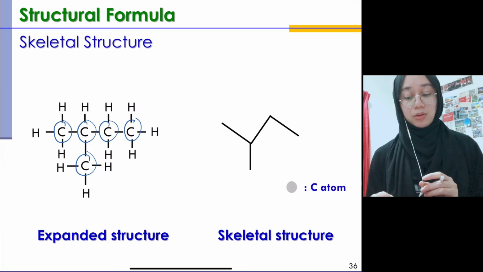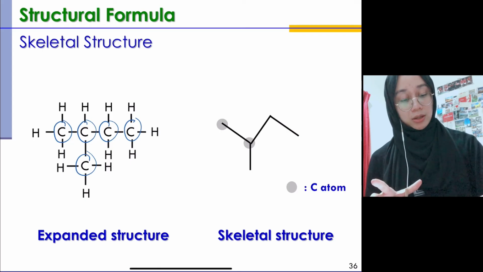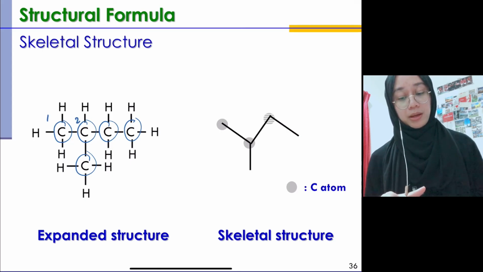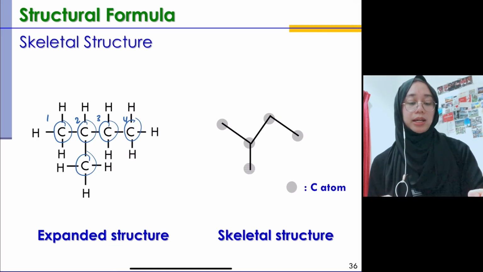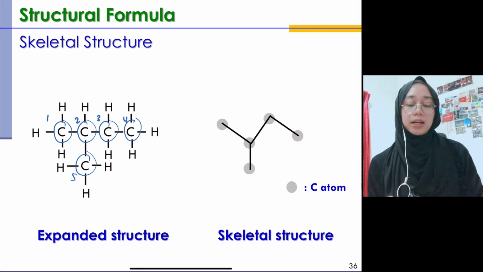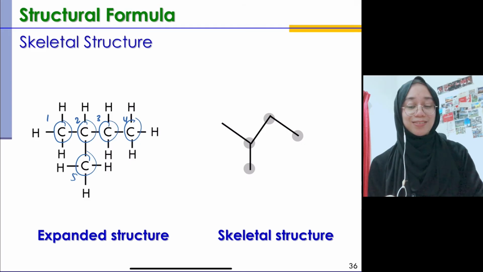Okay, so 1, itu paling hujung kan, and then 2, and then 3, ini yang ketiga, 4, ini yang keempat, and then kita ada satu extra dekat bawah tu yang dekat side chain tu, so itu adalah yang ke-5. Okay, tapi yang grey circle ni tak payahlah tunjuk sebenarnya. Okay, so kita padamkan semua tu.